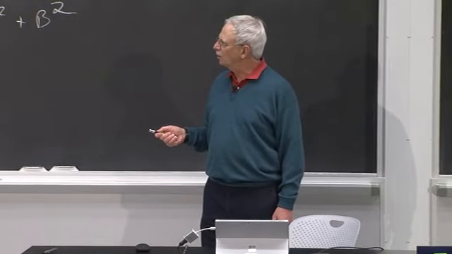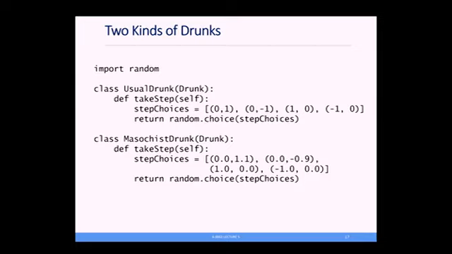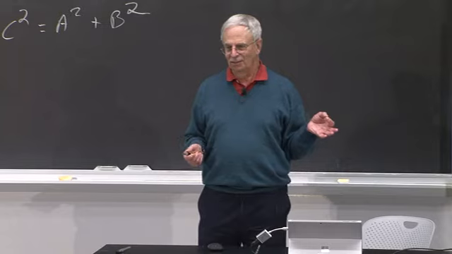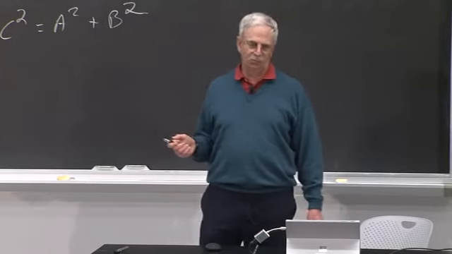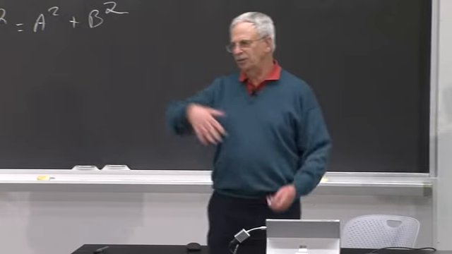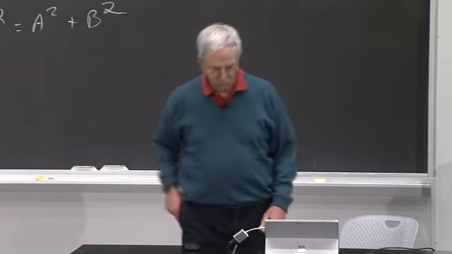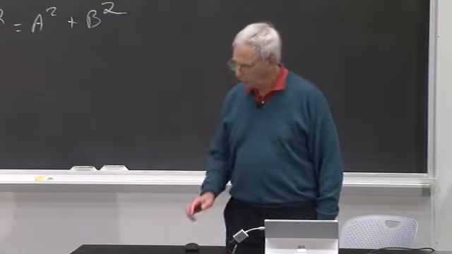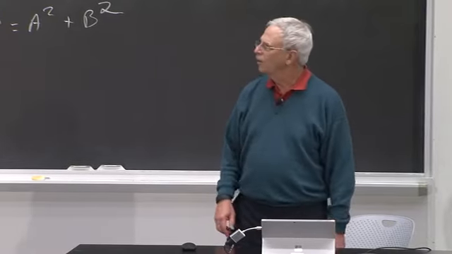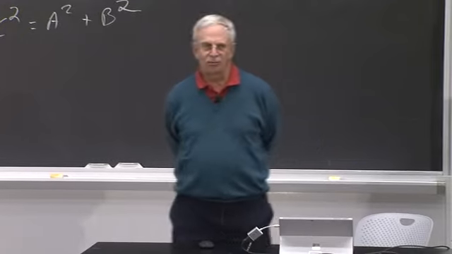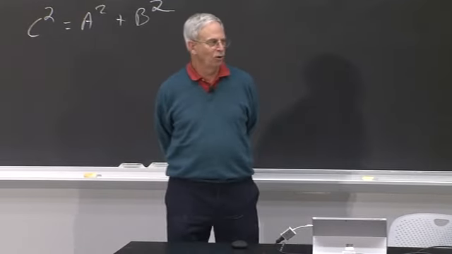And then our masochistic drunk, it's almost the same, except the choices are slightly different. If he chooses to head north, he doesn't go one step, he goes 1.1 steps north. And if he chooses to go south, he only goes 9/10 of a step. So what we're seeing here is what's called a biased random walk. And the bias here is the direction of the walk that is moving either up or down. Okay? Pretty simple. How about just to test things out, we'll ask the question, is this a mutable or immutable type?